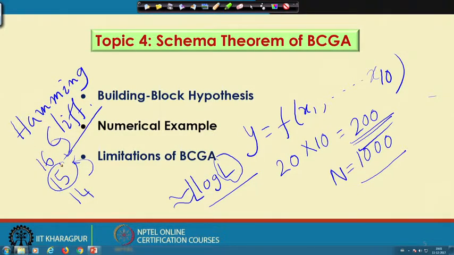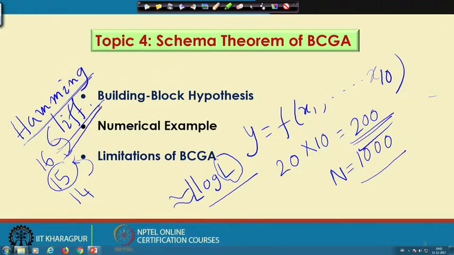So, this particular problem is known as the Hamming cliff problem of the binary codes. This Hamming cliff problem is going to create some sort of artificial hindrance to the gradual search of the genetic algorithm. If the GA search is proper, this search has to be gradual and there should not be any abrupt search.